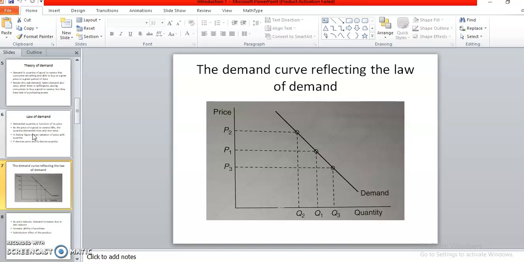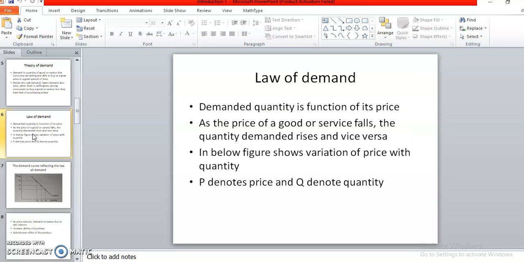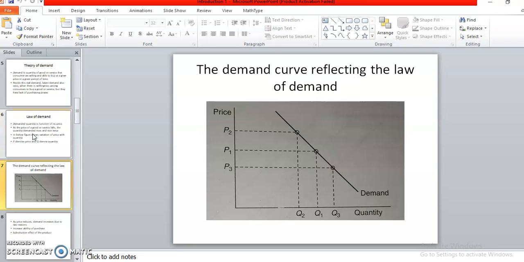It is decreasing in nature, where Q1, Q2, Q3 are the quantities and P1, P2, P3 are the prices. Here, as the price of the good or service falls, the quantity demanded rises, and it is vice versa. As the price reduces, the willingness to purchase that quantity increases. The figure below also shows the variation of the price with the quantity, where P denotes price and Q denotes quantity.